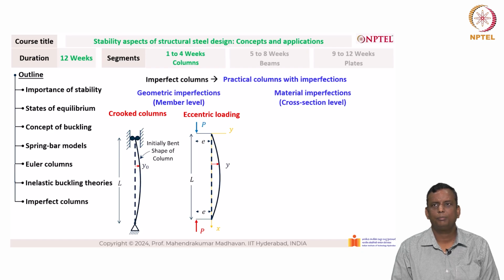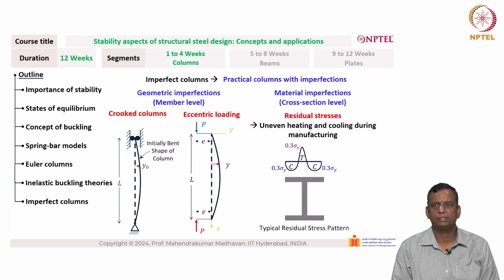We will also talk about material imperfections at a cross section level. This actually boils down to residual stress. What are residual stresses? Basically uneven heating and cooling during the manufacturing process. These are the typical residual stress patterns that we experience here. So you can see that 30% of the yield stress is actually the residual stresses. So these are all self-equilibrating stresses. So the compression force due to residual stresses should be equal to the tensile force.